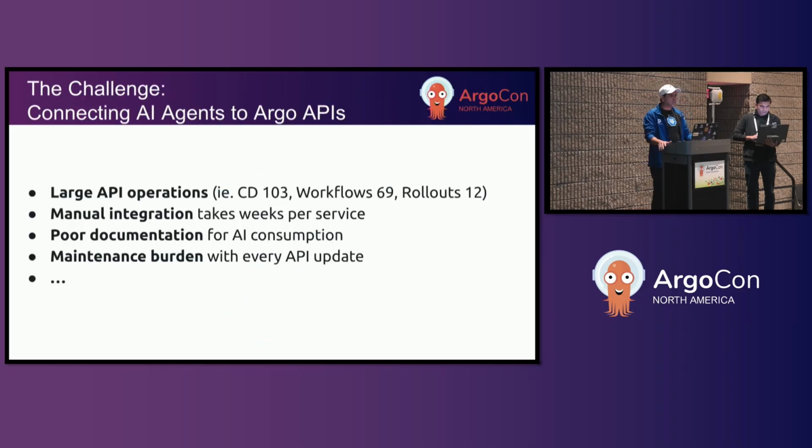So the challenge is connecting AI agents to Argo APIs. If you're going to start doing the work, for example, the code that was developed for the Argo CD MCP is 103 operations or tool calls. For Argo Workflows it is 69. And then you have to do these manual integrations. You're going to sit down and start writing Python or JavaScript or whatever language you decide to write the MCP in. You would use an SDK and come up with all the APIs that are available in Argo Workflows, Argo Rollouts or Argo CD, and then translate that into an agentic tool.